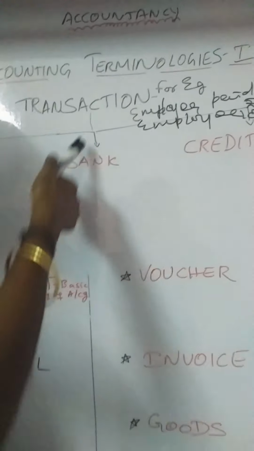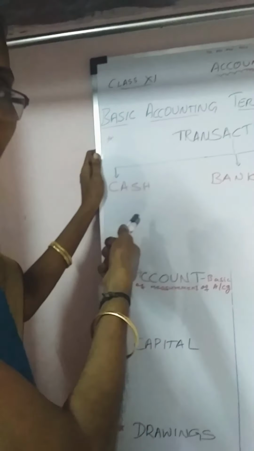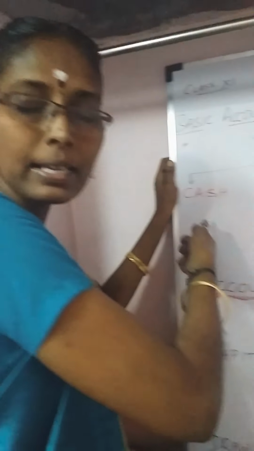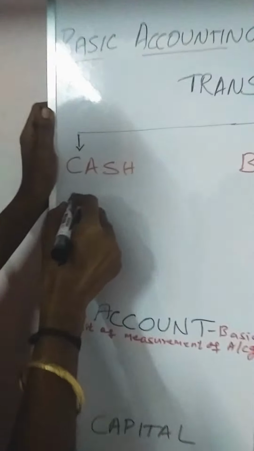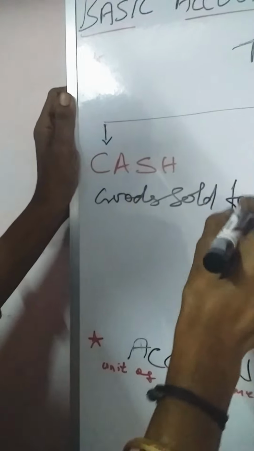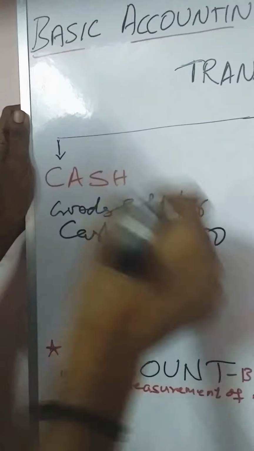Now the transactions are classified as cash transaction, the first category. In a cash transaction, it completely deals with the cash items, that is cash receipts and cash payments. For example, goods sold for cash, rupees 10,000. So this is a cash receipt. Similarly, goods purchased for cash, rupees 5,000. That is the cash payment.